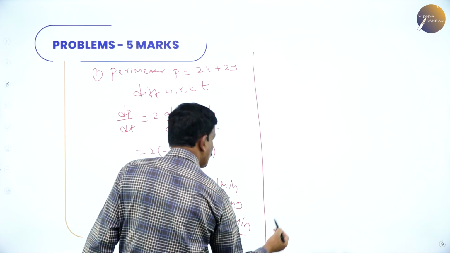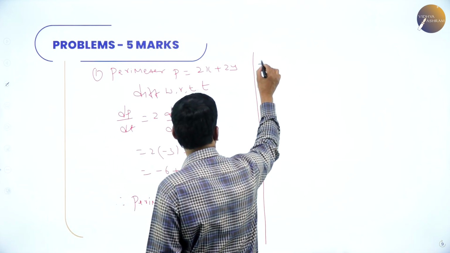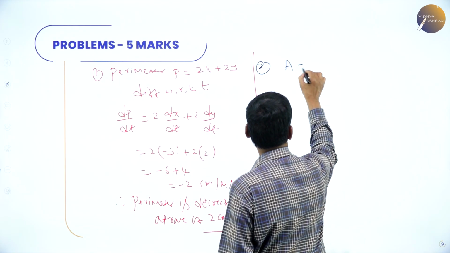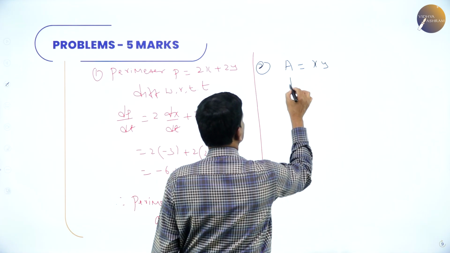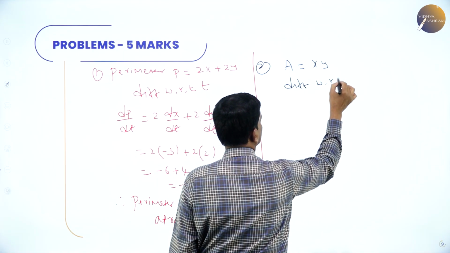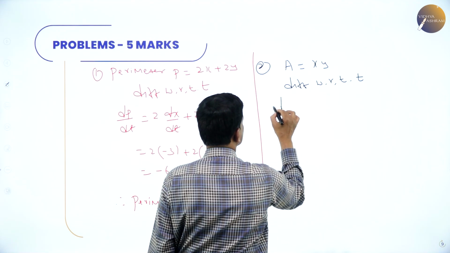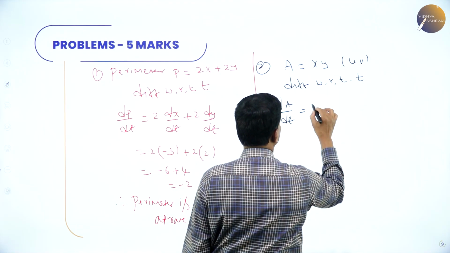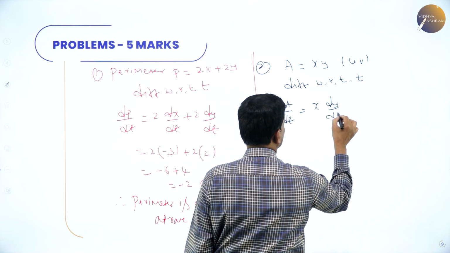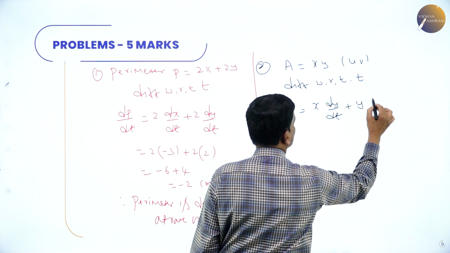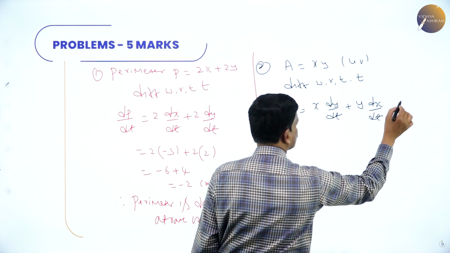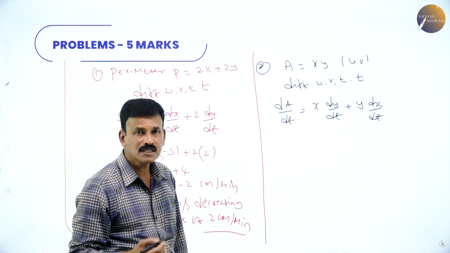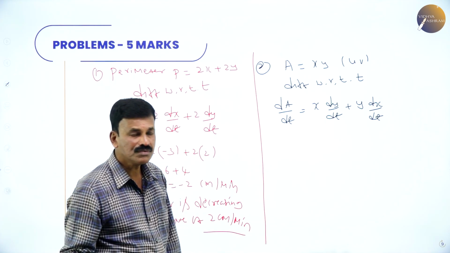Now on the other hand, find out the second part. What is the second part? Second part is nothing but the area of the rectangle. Area is equal to x into y. Now differentiating with respect to time t, dA by dt is equal to, this is the product rule: first function x into differentiation of y, dy by dt, plus second function y into differentiation of the first function, dx by dt.